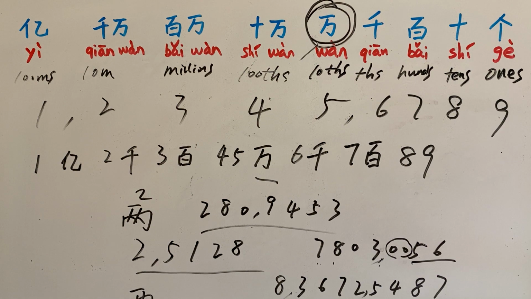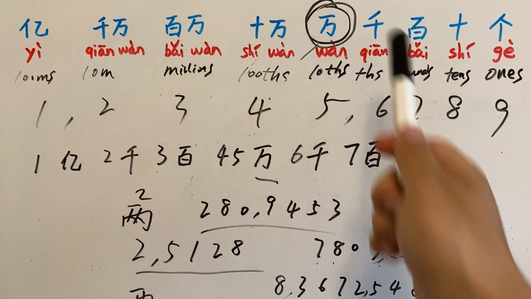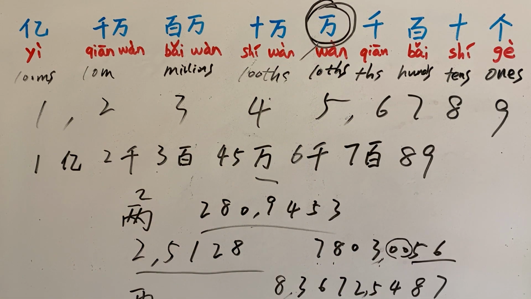The very important feature of counting Chinese numbers, the secret lies in here, the unit 万. We have one more unit, 万, that is 10,000. Alright, I hope you have learned something. I hope you now can count numbers on your own.